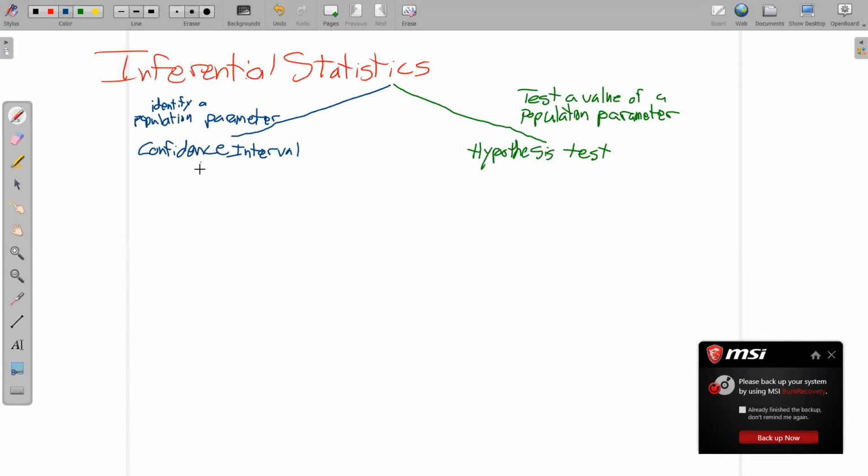So once we decide, hey, yeah, I'm doing a confidence interval, then we want to know, are we working with a mean or are we working with a proportion?